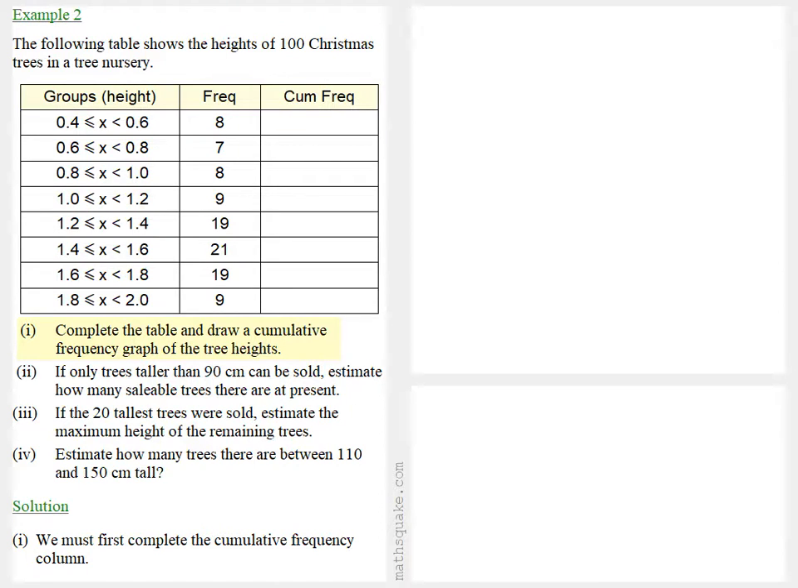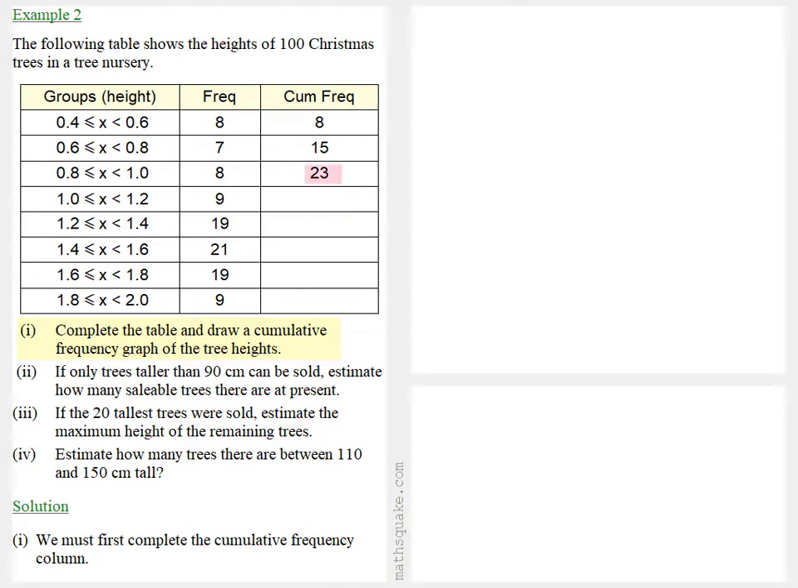In the first row, the cumulative frequency is 8. There are 8 trees below the height 0.6. Now to get the next cumulative frequency, we add the 8 above with the 7 to the side to get 15. We then add the 15 with the 8 to get 23.